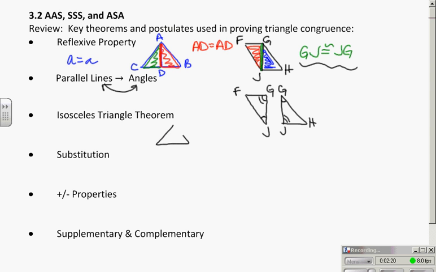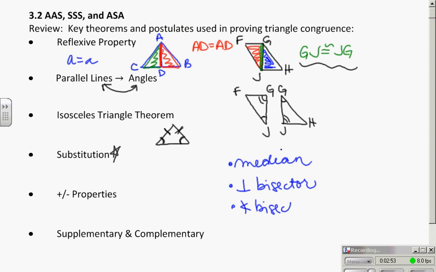Isosceles triangle theorem from the 3-1 lesson says if I have the sides equal, I get the base angles equal. If I have the base angles equal, I get the sides equal. Substitution is always going to be one of our favorites, adding and subtracting, our supplementary and complementary rules. A few additional review properties are ideas of medians, that they bisect, that they are the midpoint of that side. Perpendicular bisector from last unit.